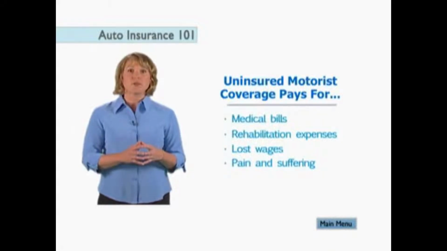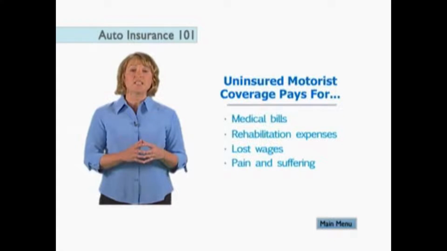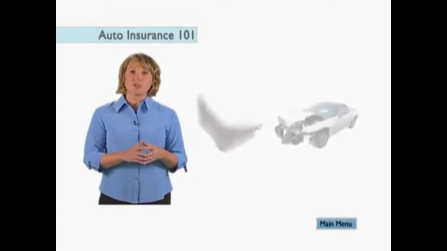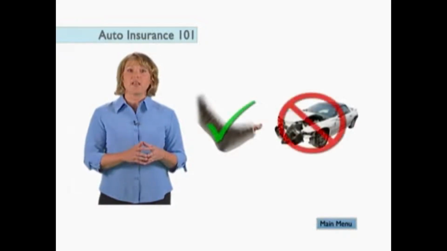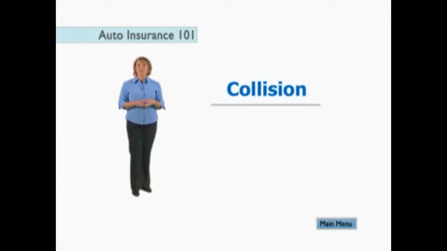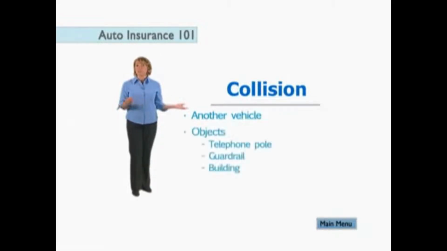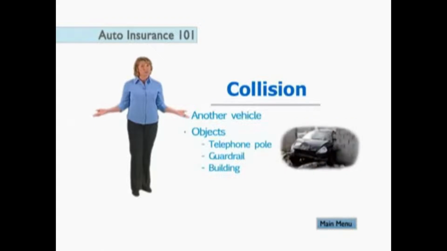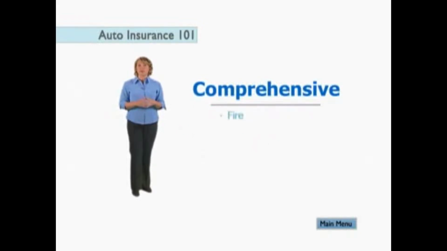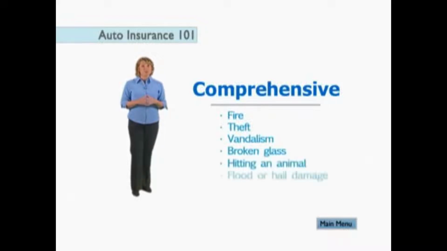Underinsured motorist coverage will cover those same losses if the at-fault party's coverage is insufficient for your loss. Keep in mind, in most states, the uninsured, underinsured motorist coverage applies to injury only and not for damage to your vehicle. Protection for your automobile is provided under the collision and comprehensive portions of a policy. Collision coverage applies when you have an accident involving another vehicle or an object, such as a telephone pole, a guardrail, a building, or when you overturn your vehicle. Comprehensive coverage applies in losses involving fire, theft, vandalism, broken glass, hitting an animal, flood or hail damage, or other losses not caused by collision.